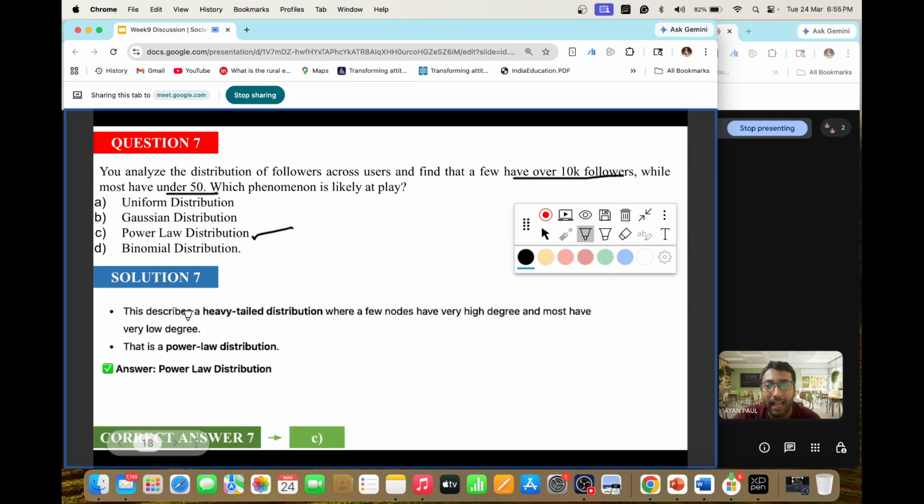So this describes a heavy-tailed distribution where a few nodes have a very high degree and most have very low degree. So that is power law distribution. Option C is the correct answer over here.